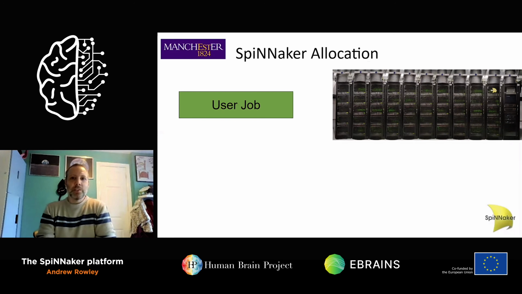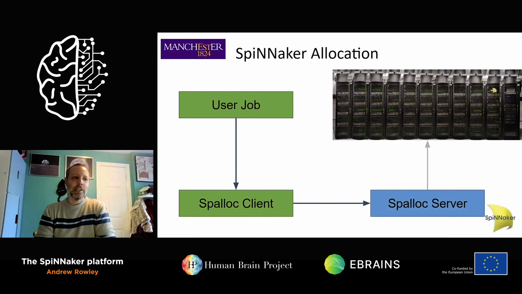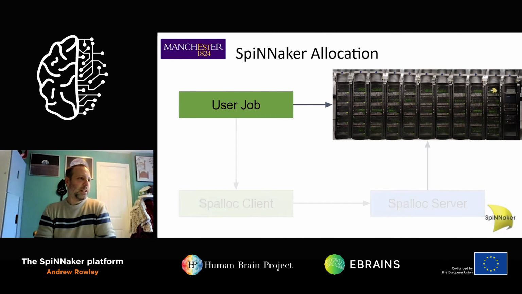So we've got this very large machine, but we don't actually want to let one user use that whole machine at any one time. We're lucky enough that one of our students wrote an allocation system that lets us partition that machine up into chunks. So the user job will have a client in it, which asks the server to make an allocation of a number of boards. Once this allocation has been done, the user can access those boards directly in the machine.